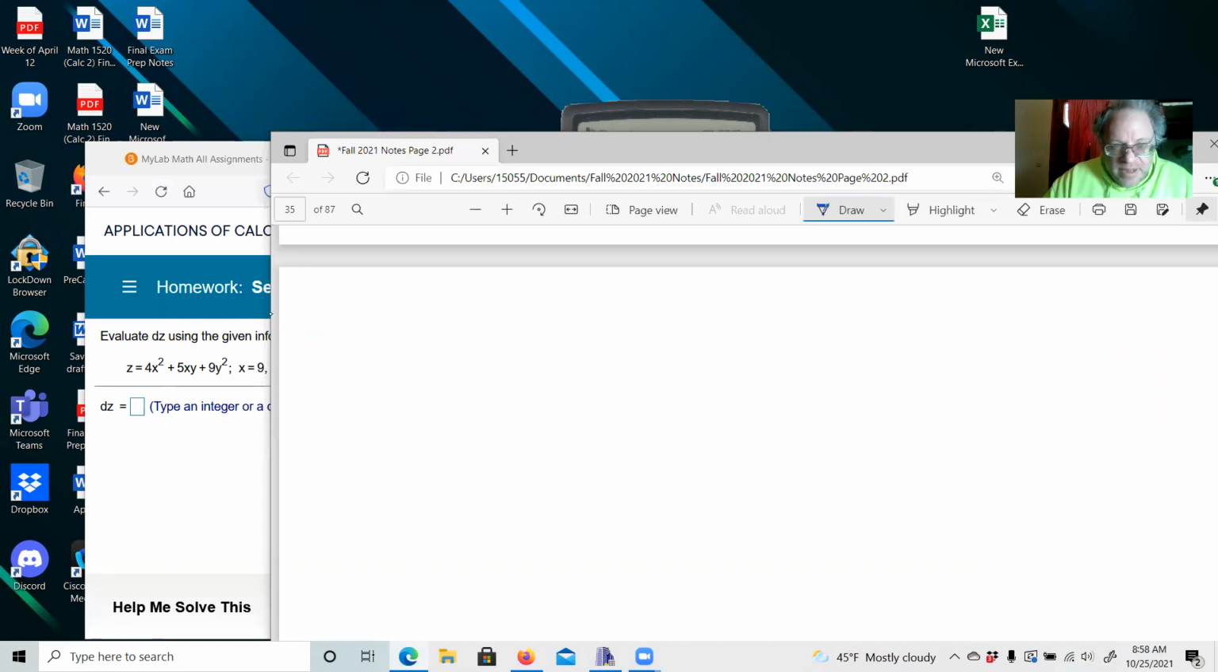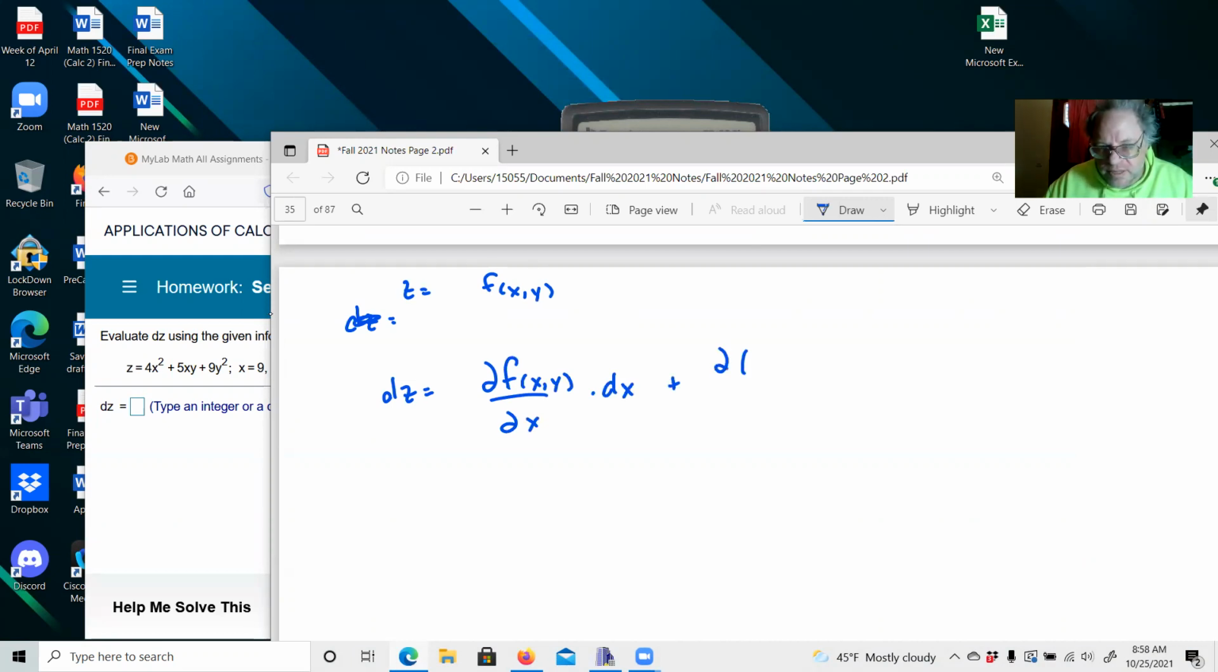So if I want the dz, okay, we have a function of z. We have z is equal to some function f of x, y. Okay, so we're going to say that dz is equal to the partial of f with respect to x times the dx plus partial of f with respect to y times the proper dy. Okay, and we can generalize this.